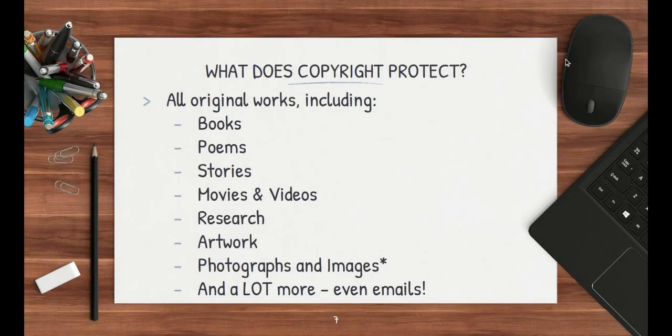So the question, what does copyright protect, is very, very broad. Pretty much original creative works. That includes books or parts of books, poetry, short stories, movies, research, art, photographs and images, and a lot more. Even emails or things that you could write in your journal at home on your own can fall under copyright protections. It is so broad and so difficult to sort of protect people's creative work that copyright goes into effect the moment that a creative effort begins.